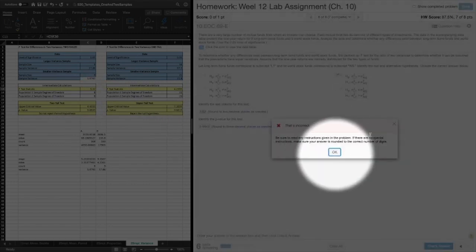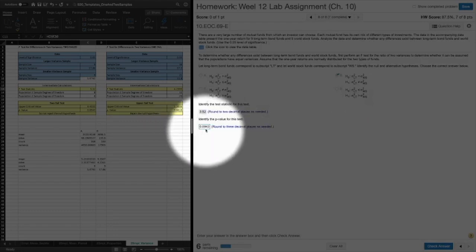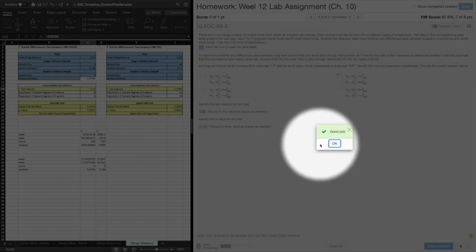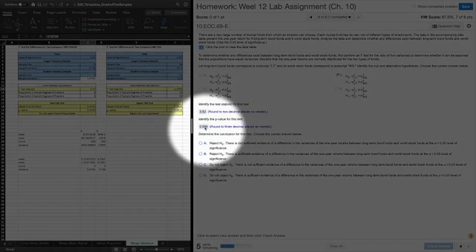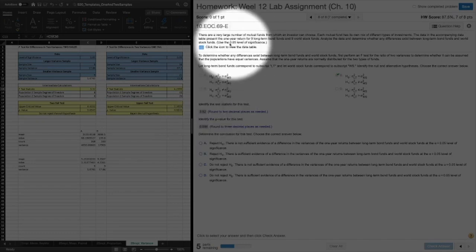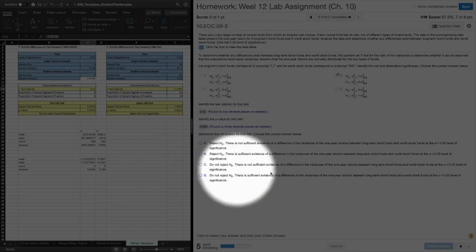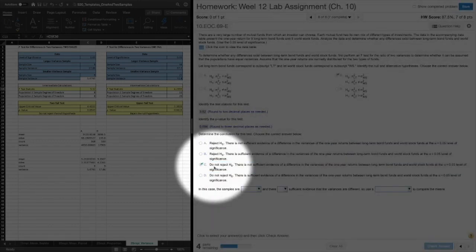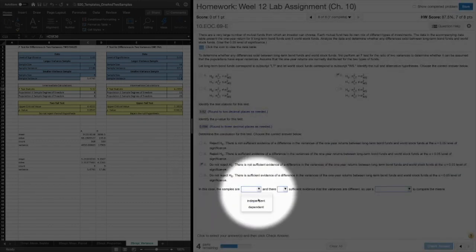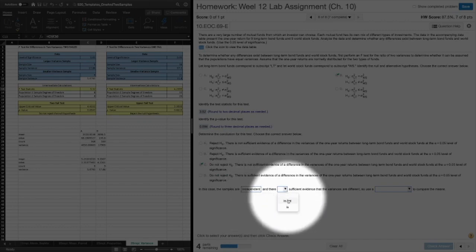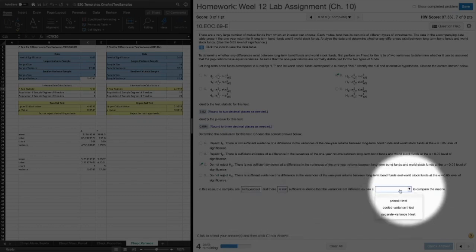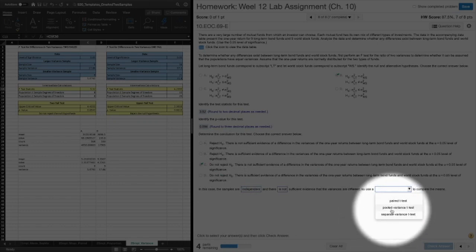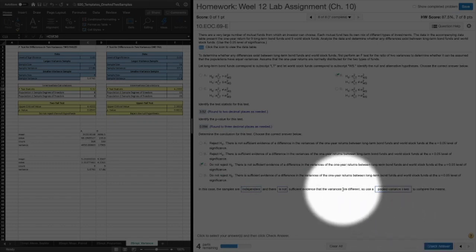Oh gosh, I put the wrong number of digits again. Okay, good. Be careful with that, even I make the mistake. Of course, this is low, but not as low as 0.05, so we cannot reject. There is not sufficient evidence. In this case, samples are still independent, but there is not sufficient evidence, and so therefore we use a pooled variance test because we cannot say that the variances are different.